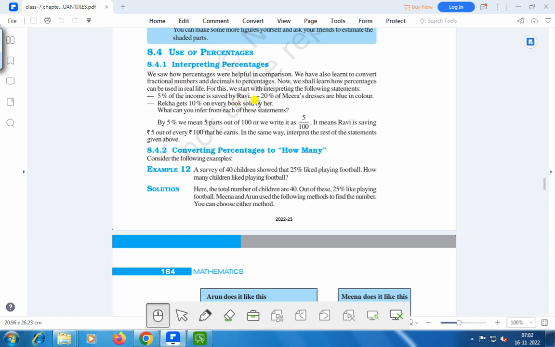5% of the income is saved by Ravi. 20% of Mira's dresses are blue in color. Rekha gets 10% on every book sold by her. What can you infer from each of these statements?